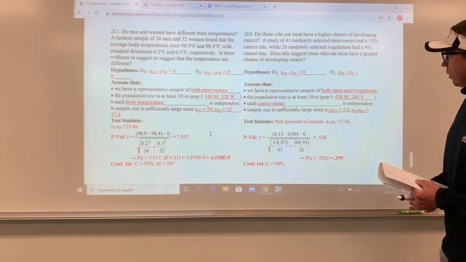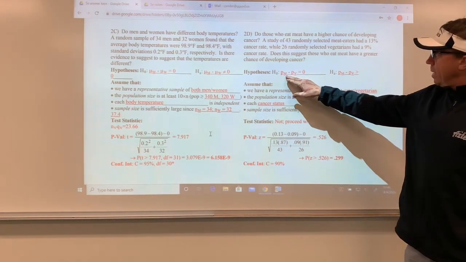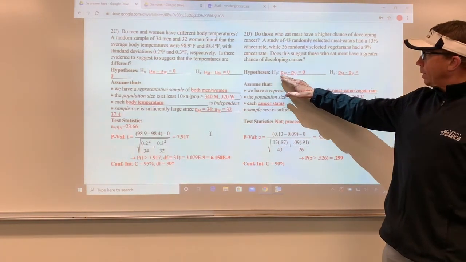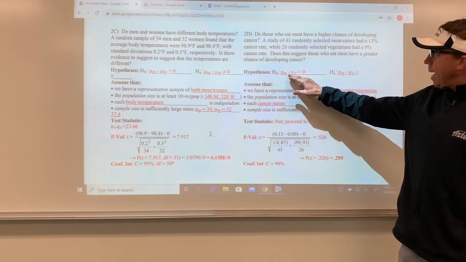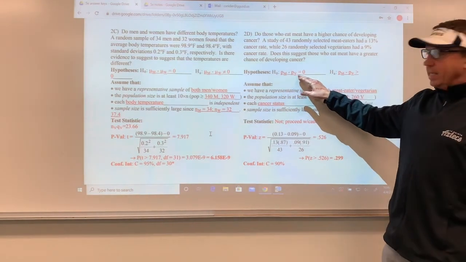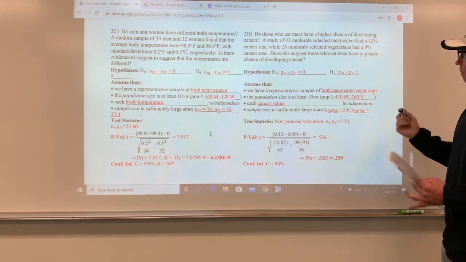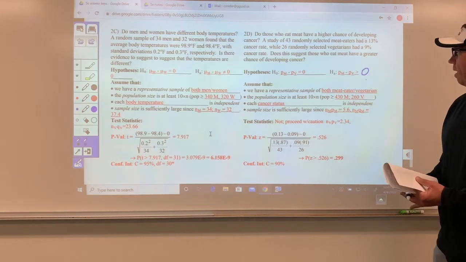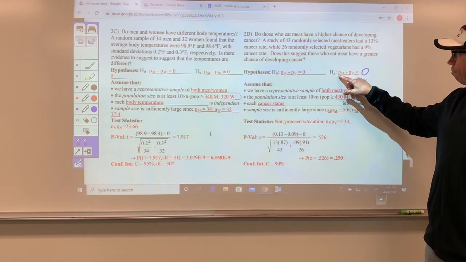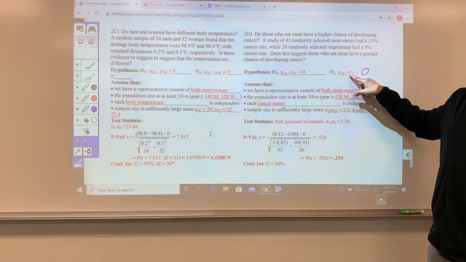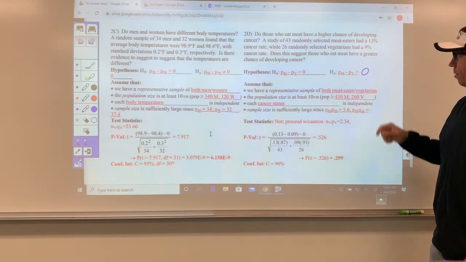Okay, so your hypotheses, M is meat eaters and V is vegetarians. So the percentage of meat eaters minus the percentage of vegetarians is the same in terms of cancer rate. And then here, this is going to be greater than 0. And then the percentage of meat eaters minus the percentage or proportion of vegetarians is greater than 0.